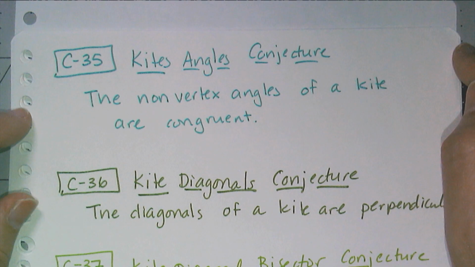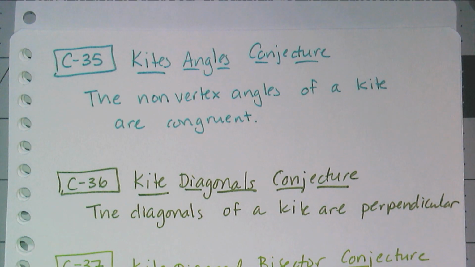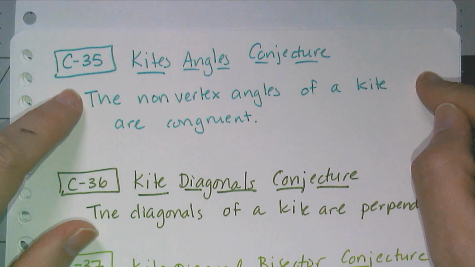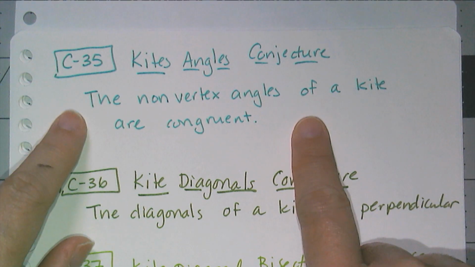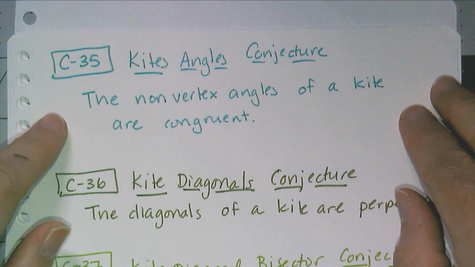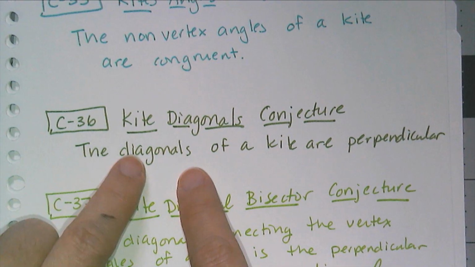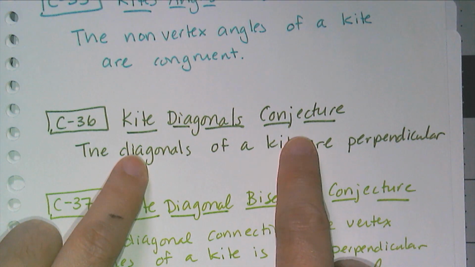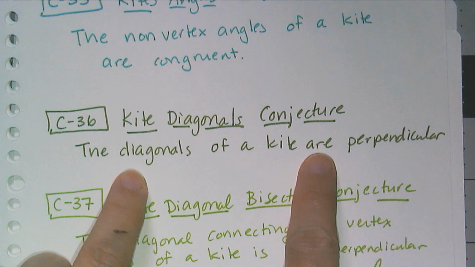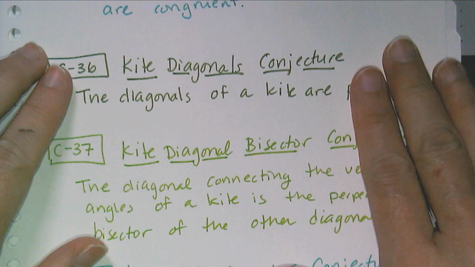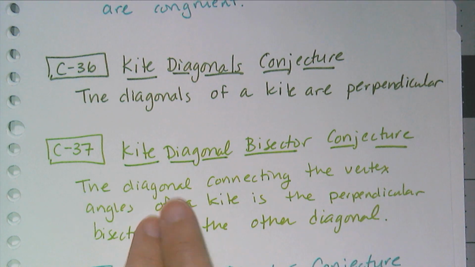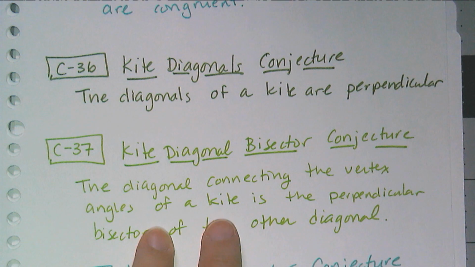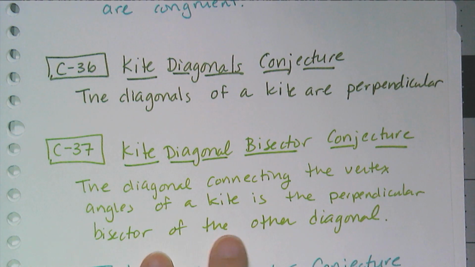So if I want to break it down to the actual conjectures, I have four. C35 is called the kite's angles conjecture. It says the non-vertex angles of a kite are congruent. C36 is the kite's diagonal conjecture. It says the diagonals of a kite are perpendicular. C37 says kite diagonal bisector conjecture: the diagonal connecting the vertex angles of a kite is the perpendicular bisector of the other diagonal.